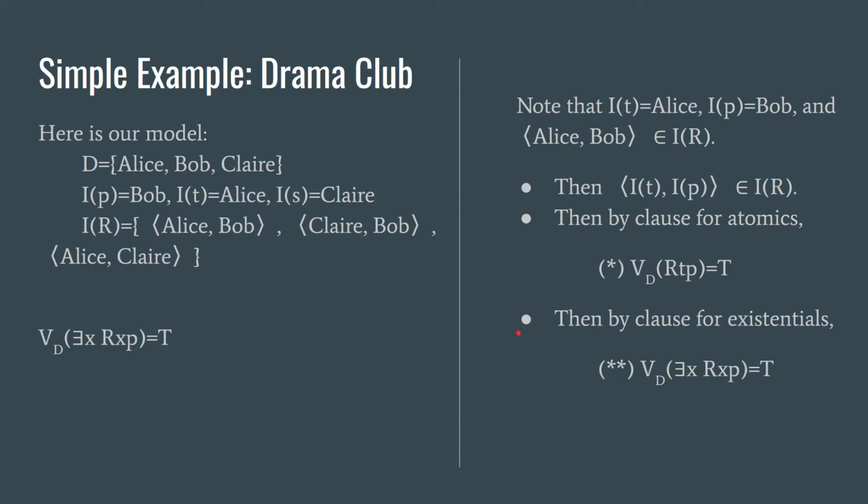Right, and here's our formalized reasoning. I just went over the reasoning informally, but here it is formalized. Note that the interpretation of treasurer is Alice, the interpretation of president is Bob, and the ordered pair consisting of Alice followed by Bob is a member of the set IR. You can see that right here. Then we have an ordered pair such that the interpretation of T and the interpretation of P is a member of IR. Then by the clause for atomics, we have RTP comes out true on the model. Then by the clause for existentials, we have at least one atomic such that this sentence comes out true. Therefore, the existentially quantified version of that sentence comes out true.